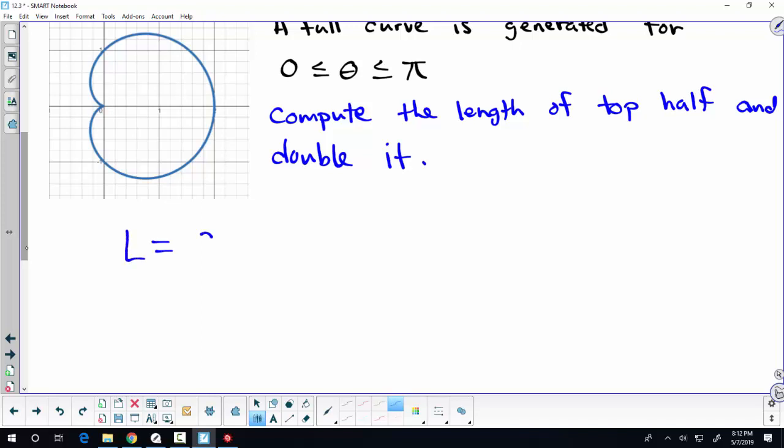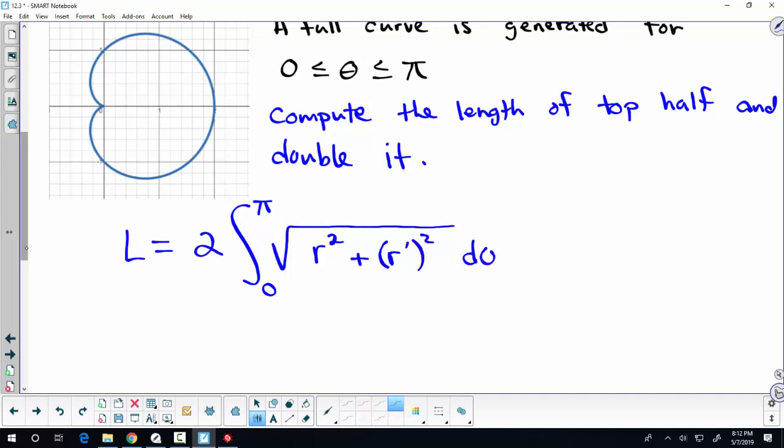So the arc length here is twice the integral from 0 to pi of the square root of r squared plus r prime squared d theta. So we need to find r prime, plug that in, and try to simplify that. Hopefully that comes out to a u substitution or something we can work with.